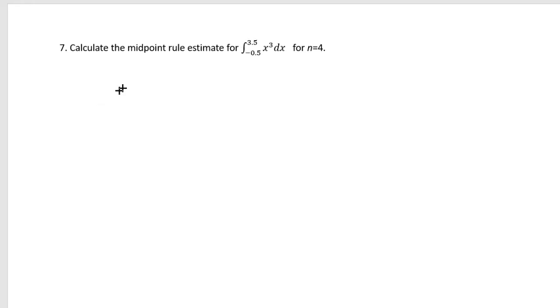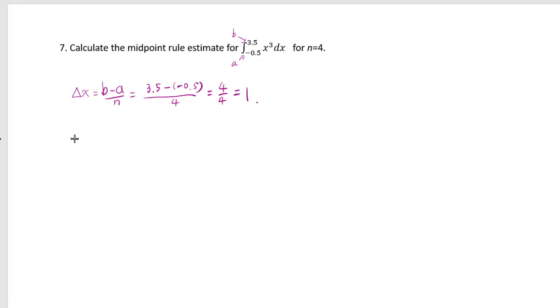Here we are trying to estimate a definite integral using the midpoint rule. The interval is from negative 0.5 to 3.5. Think of this as the value of a, and this will be your value of b. Therefore delta x equals (b minus a) over n. This famous formula will be applied here as 3.5 minus negative 0.5 divided by 4, which is 4 divided by 4, which is 1.